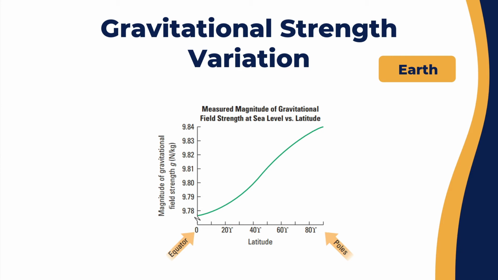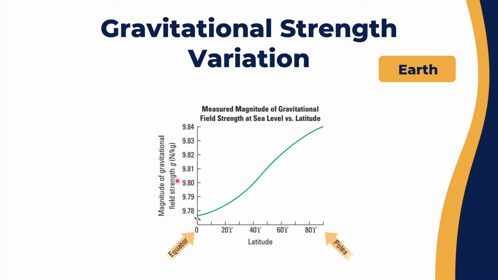Against what most people think, the gravitational force, or the gravitational strength, varies from one location to another on Earth. Not every location on Earth has the same gravitational field or the same gravitational strength. So here we see a scientific curve that represents the latitude, or the height, or how far you are from the surface of Earth, versus the magnitude of gravitational field strength G.